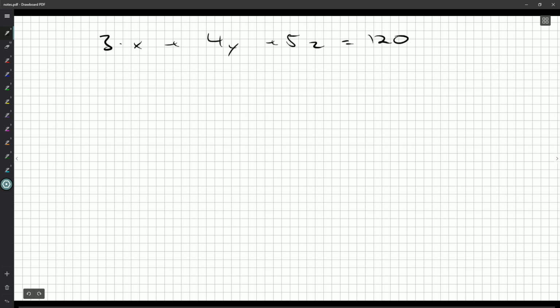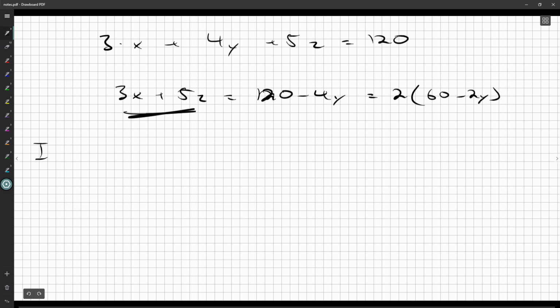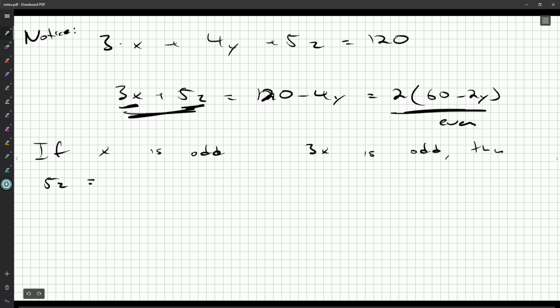So I think we rearrange this. This is 2 times something, so this side has to be even. If I were writing this up, I would say notice this. If x is odd, 3x is odd. This over here is even. So if you got an odd plus something and your sum is even, then you'll have 5z is odd. Therefore, z is odd. So if x is odd, z is odd.